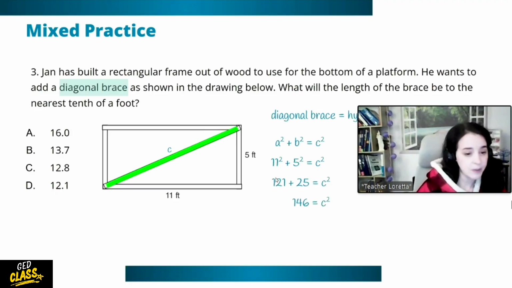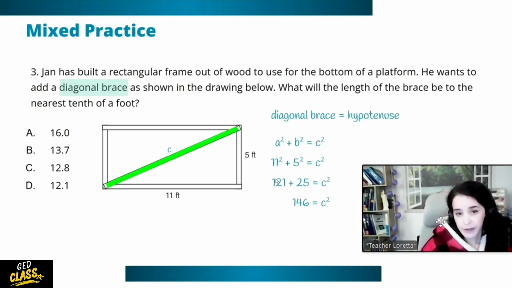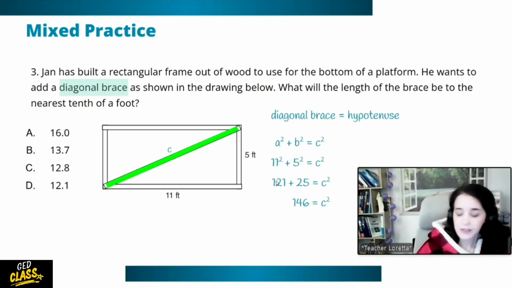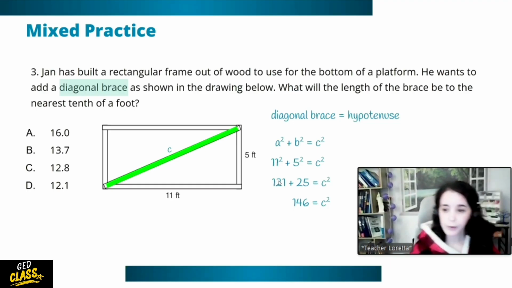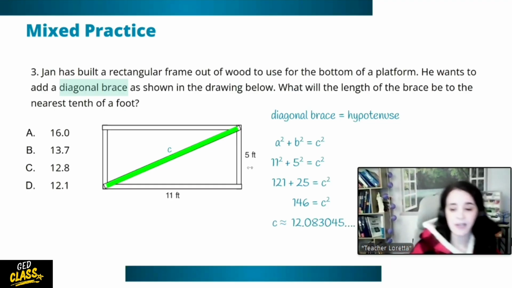146 equals c squared. Then you have to ask your calculator, hey, calculator buddy, what is the square root of 146? And your calculator will say it's 12.08, blah, blah, blah. And then we choose the answer that comes closest to that. Now notice it's 12.08, right?